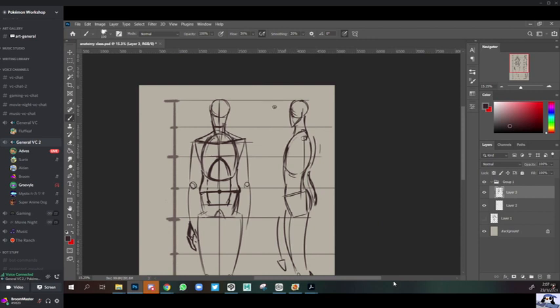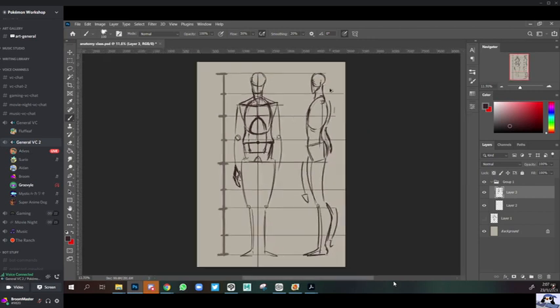Okay, that's pretty much it for proportions. What else do I have? Okay.